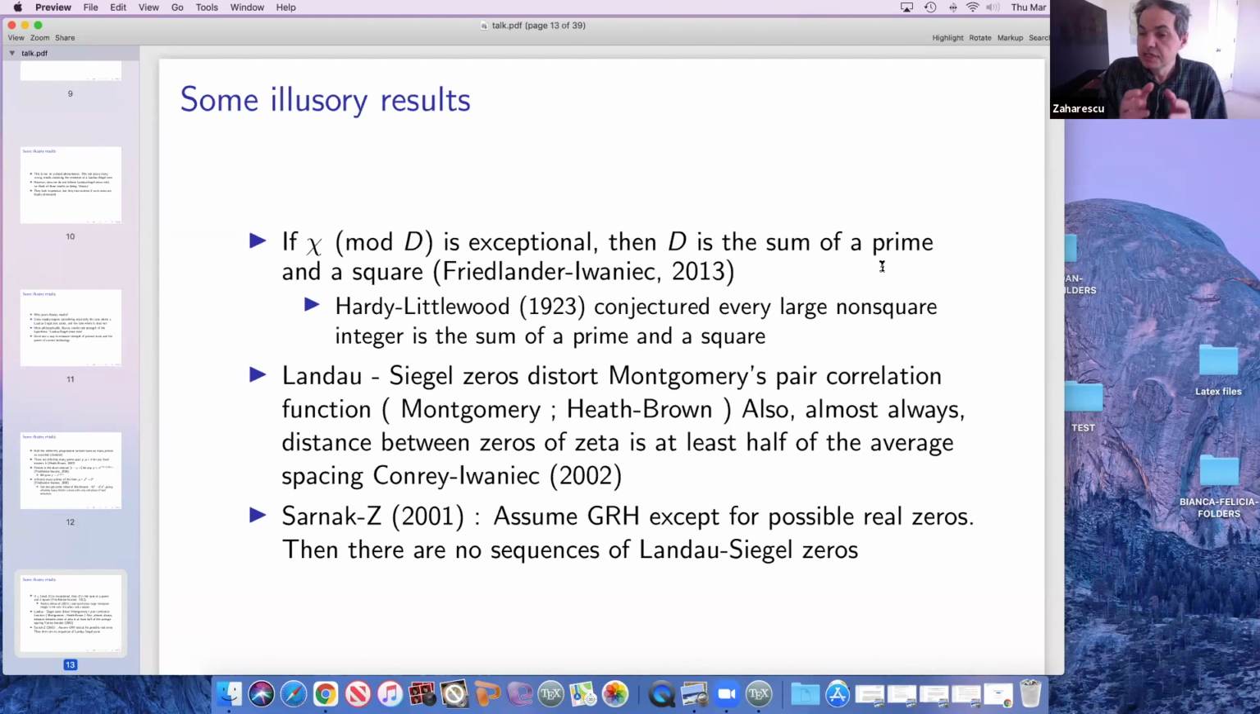Okay, Siegel zeros are relevant. For instance, if we think about this imaginary quadratic field, Q of square root of negative D, if L(1, chi) is very small, that is, if there is a Landau-Siegel zero, then what happens is that there will be lots and lots of primes for which chi of p is -1.